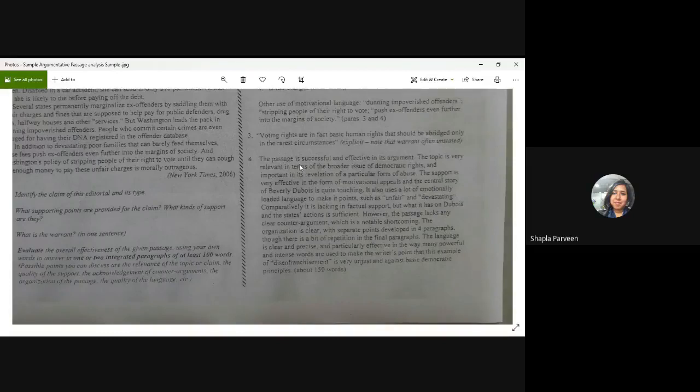The passage is successful and effective in its argument. The topic is very relevant in terms of the broader issues of democratic rights and importance in its revelation of a particular form of abuse. So here you can see in 2 sentences, the writer has written that the topic is a very significant, very effective, important kind of topic for discussion because it refers to broader issues of democratic rights and a particular form of abuse. So it is a topic that is worth discussing.